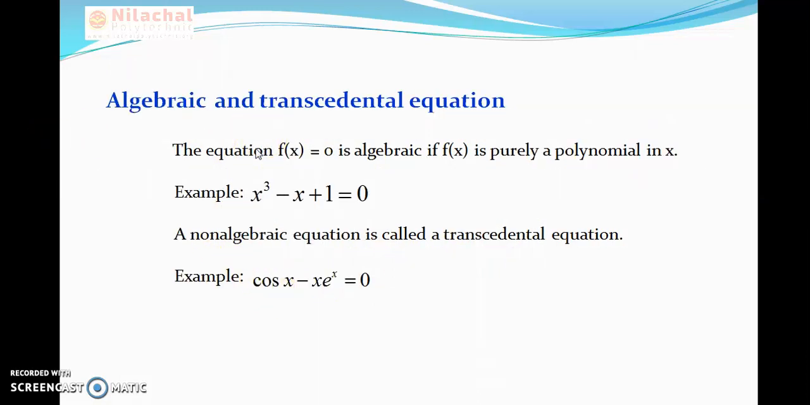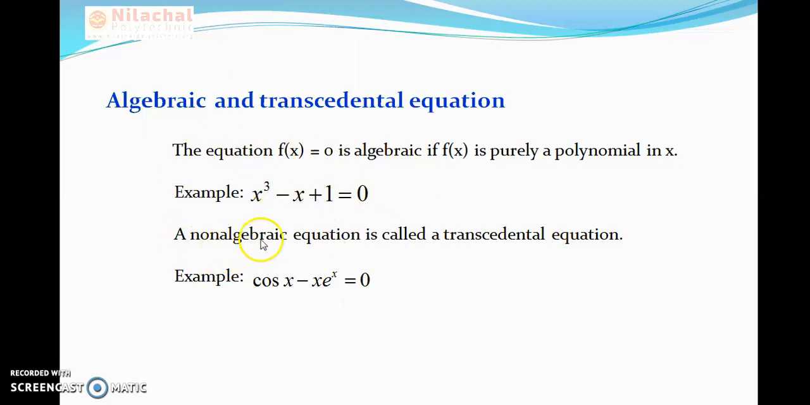Then we will start. What is the algebraic and transcendental equation? The equation f of x equal to 0 is algebraic if f of x is purely a polynomial in x. Purely means no other function will be present, only the x power will be present. Clear? So for example, x cube minus x plus 1 equal to 0. So this is known as algebraic equation.